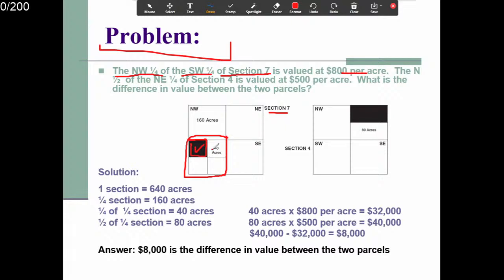And they tell you here it's 40 acres, right? So you know you have to times it by 40 acres. Okay, and then they say the north half of the northeast quarter, right? The north half, which is here, of section 4, valued at $500 per acre. So you have to times it by 80 acres.